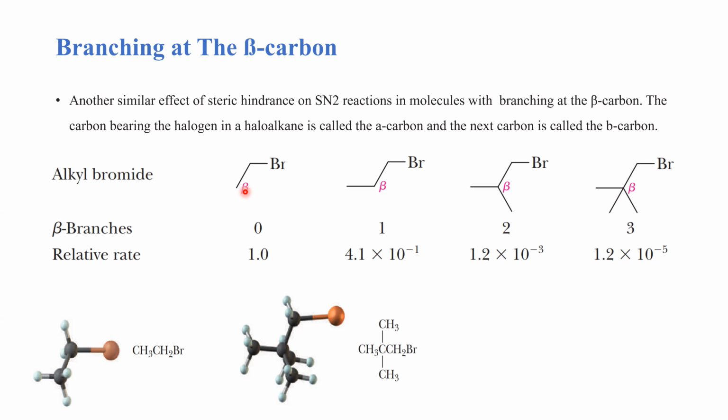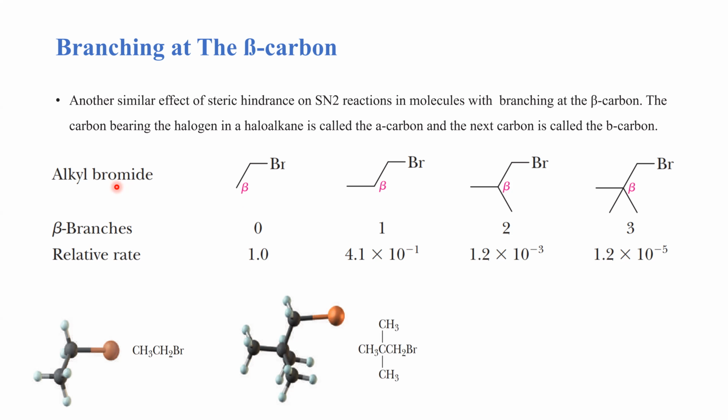Another factor is also important: maybe your haloalkane is a primary one, but it has some branches on the beta carbon, which is just next to that alpha carbon. So what is that impact and how does it influence the SN2 mechanism, right? This is another steric hindrance effect for the SN2 reaction. If there is an increase in the branches on the beta carbon, that will reduce the rate of reaction, and it is not likely to happen through the SN2 mechanism.